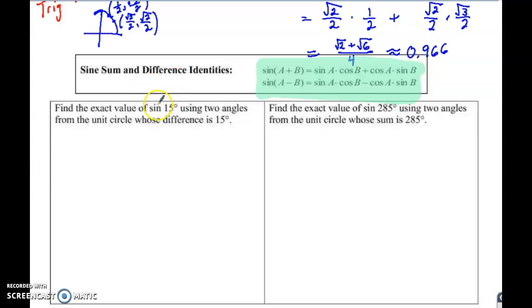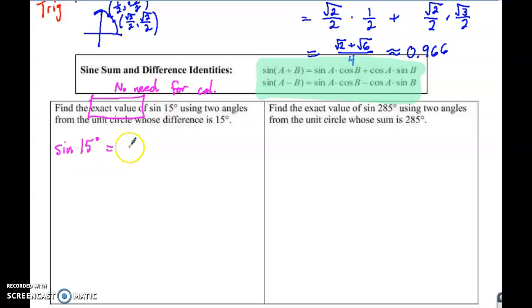So here's the thing. Sine of 15 degrees, we can get the exact answer. That means we do not need a calculator. What you have to do, though, is think about what's another way that you can write 15 degrees using two angles that are on the unit circle. Now, there's a lot of correct answers. I like to use the easiest ones.